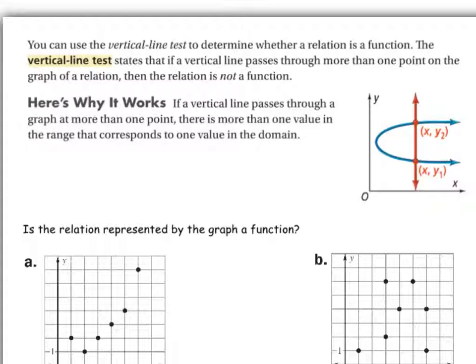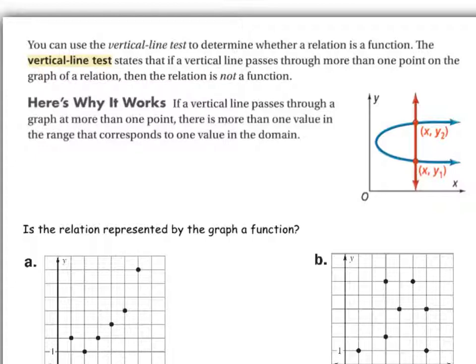Okay, so sometimes a relation is going to be given to you as a graph, not as a list of points or not as a mapping. And you're going to have to look at the graph and say whether or not it's a function. Okay, so there is a way of looking at this. There is a simple test to tell you if it's a function or not. And that simple test is called the vertical line test. Okay? Vertical lines go up and down. All right. So the vertical line test.